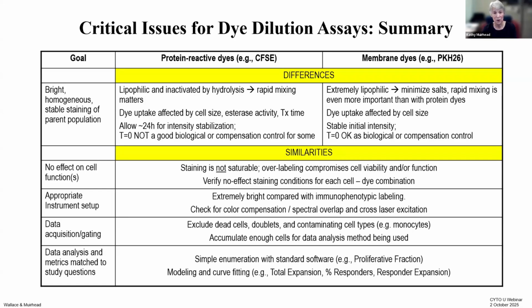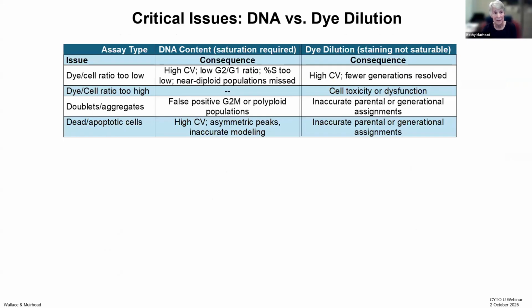You need to be sure you're eliminating other possible dye loss reasons, and then you need to decide how you want to analyze your data. Paul gave you several different ways. Jumping back up a level, think about DNA content measurements of proliferation versus dye dilution. Here are the big things that can go wrong.